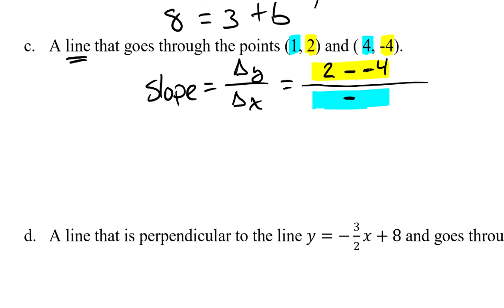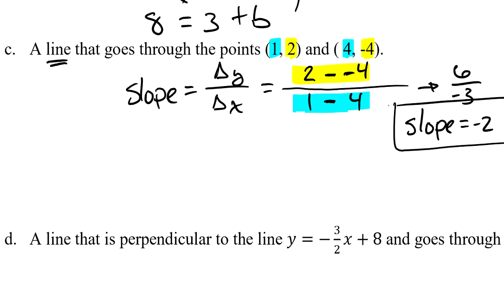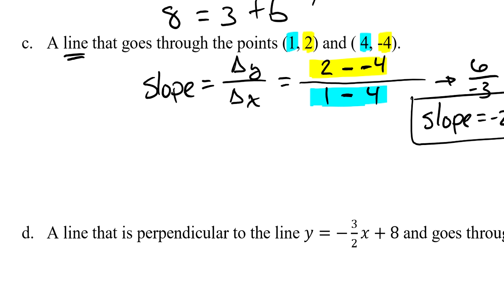So you can see it's a subtraction problem, but it's 2 minus -4. And then down in my denominator, I have 1 minus 4. So if I clean this up a bit, 2 minus -4 gives me a +6 in the numerator, and 1 minus 4 gives me a -3 in my denominator. That means I end up with a slope of -2. So my slope is -2, which is great because this is one of the 2 parameters that I need to write the equation of this line.